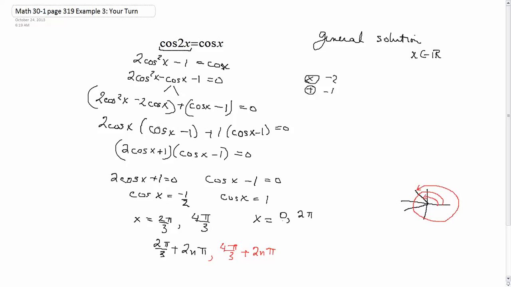Now we recognize that each of my cycles will be 2 pi. So if we go 2 pi n, or 2n pi, either works, and we identify n as an integer. We also identify that x is all real numbers. And that is the general solution for cos 2x is equal to cos x.